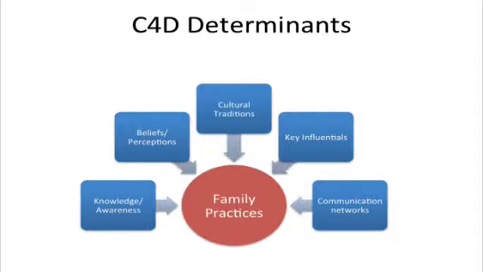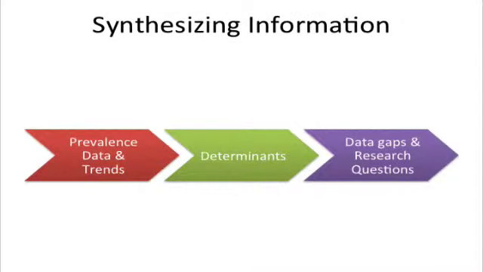So once we had all this information, we synthesized it into 3 broad categories. We had the prevalence data and trends, and then we clustered all the qualitative information into the determinants, and then we went on to see what are the gaps and what are the future directions for research. So what don't we have any information on, and what research questions do we need to ask?